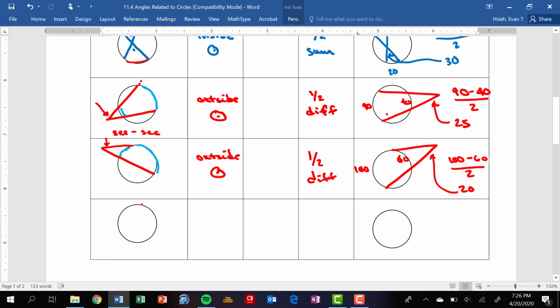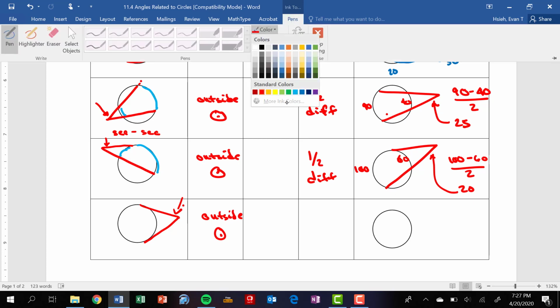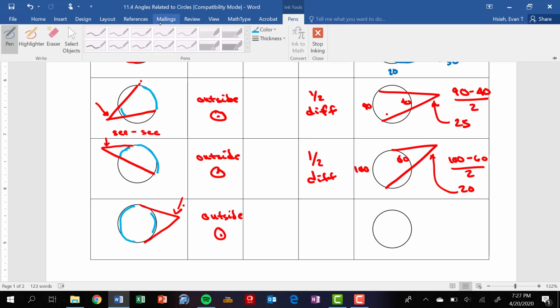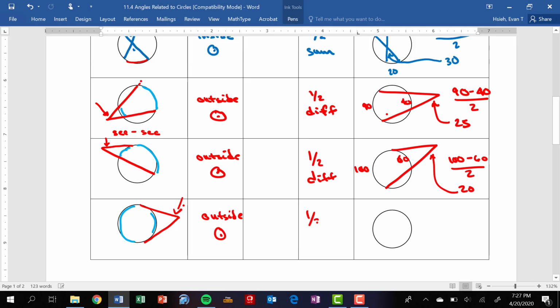And the last one is going to be a tangent. So looks like a snow cone almost. And again, the angle is on the outside of the circle. That's the angle right there. And the intercepted arcs will be right here and right here. And once again, we're looking at when it's outside of the circle, it's going to be half the difference.